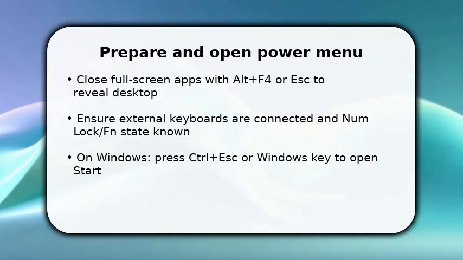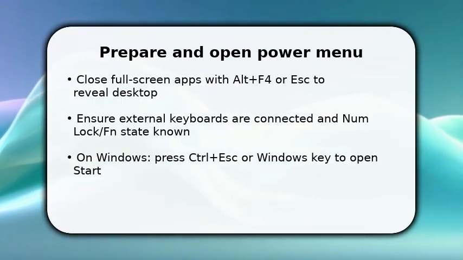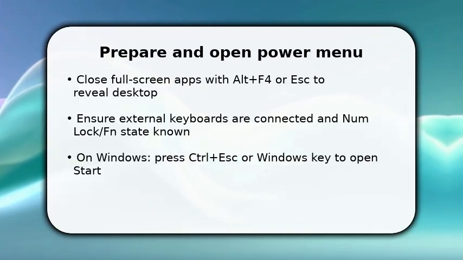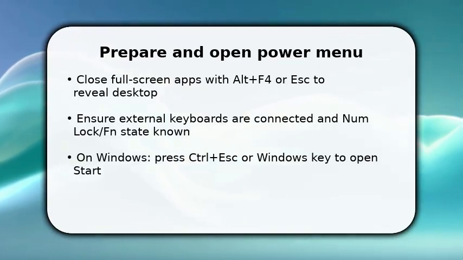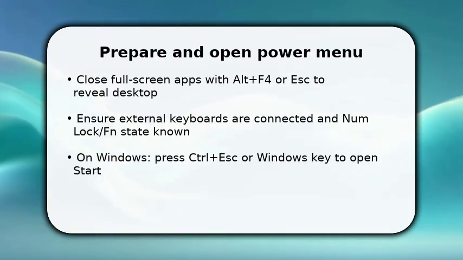You start by getting the system ready and opening the power interface. First, close full-screen apps with Alt plus F4 or press Escape until the desktop appears. This ensures shutdown commands reach the OS. Next, confirm your keyboard's FN or numlock state so function keys behave predictably.